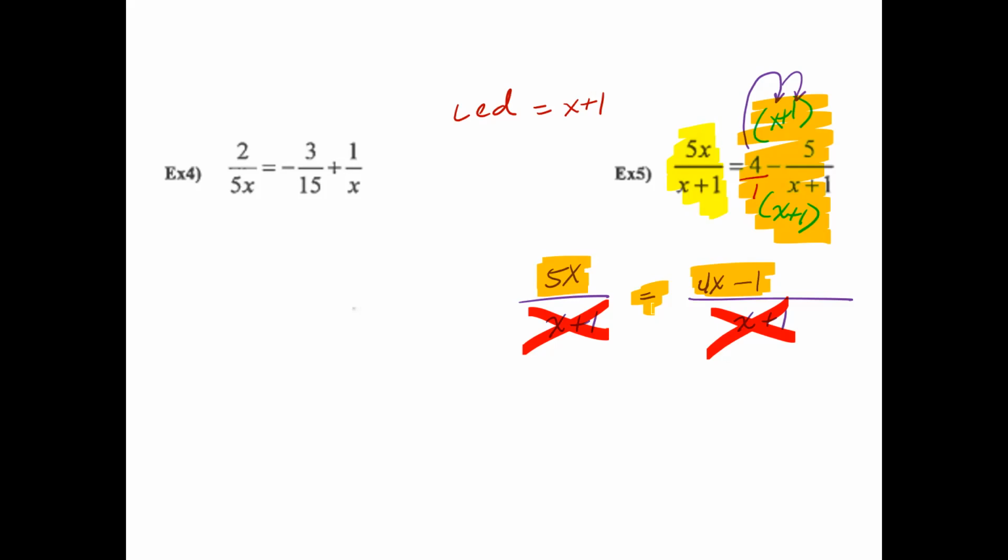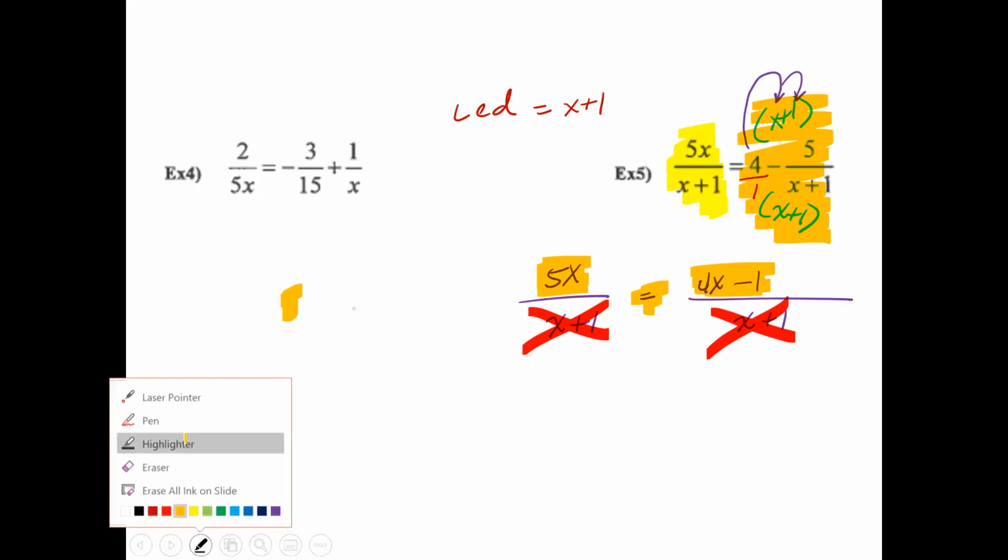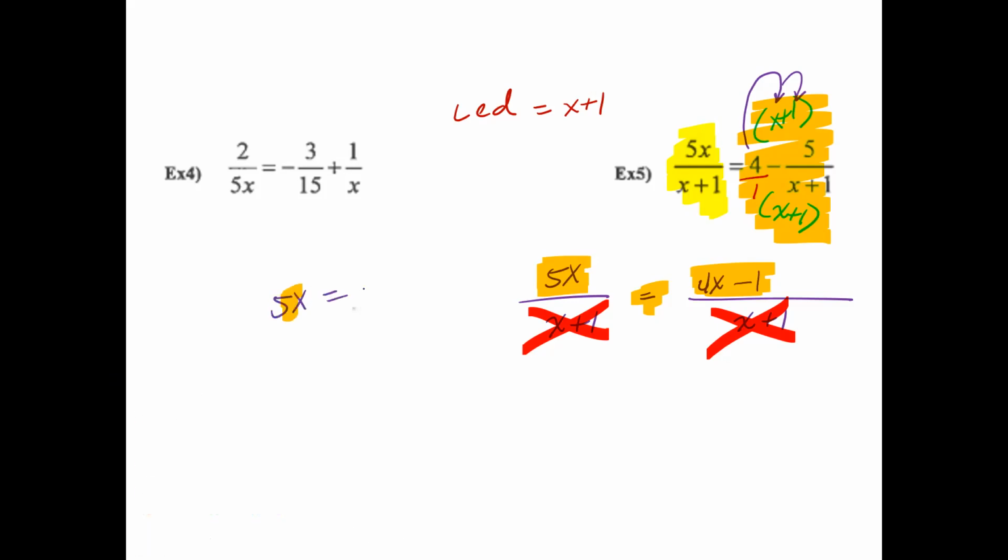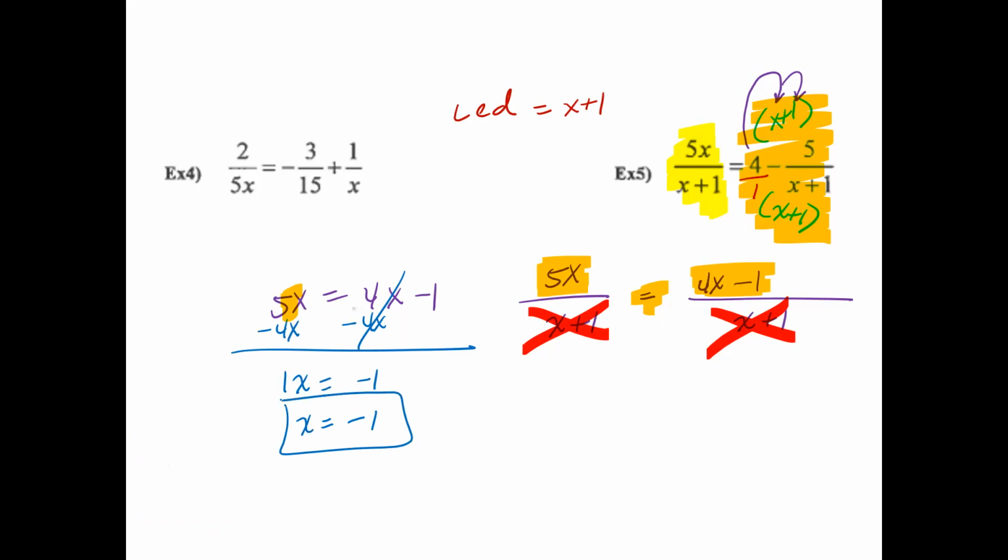All right, so let's solve this, you guys. 5x is equal to 4x minus 1. Well, you guys know how to solve this. We're just going to subtract the 4x on both sides. So 1x equals negative 1. x equals negative 1.